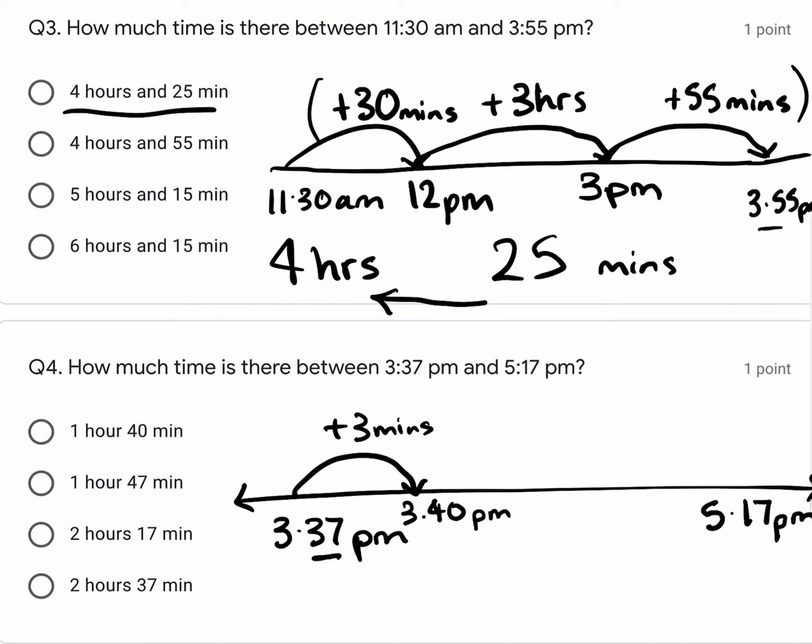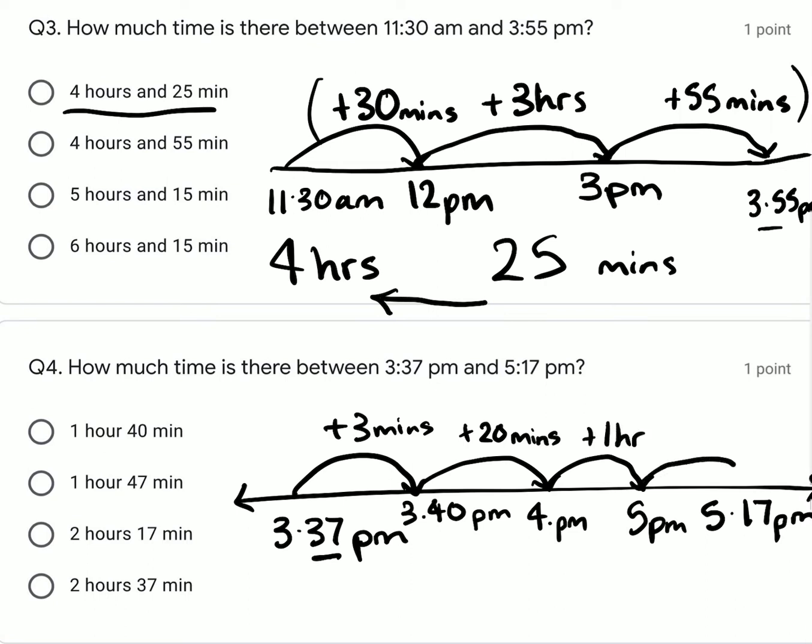Okay, now let's take it to the nearest whole hour. From 3:40 to 4, that's another 20 minutes, right? From 3:40 to 4 p.m., that's going to be 20 minutes. And now from 4, we can go to 5. We're nearly there now. 5 p.m., that's 1 more hour from 4 to 5.